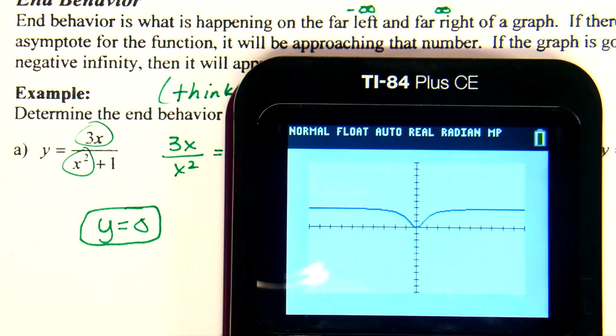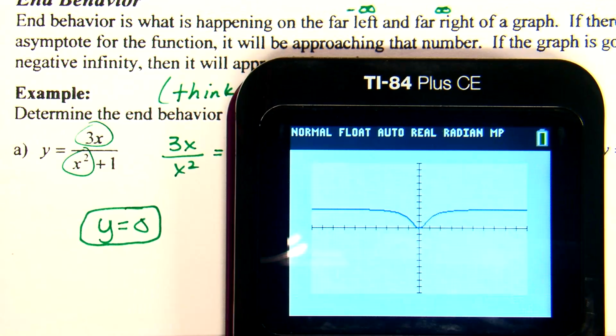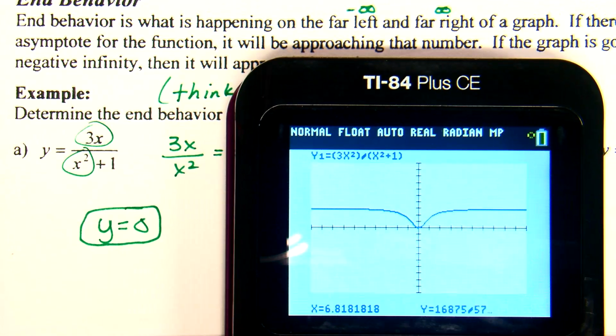If I start trace, my y value is going to get really close to 3. It's never going to cross 3, but it's going to get close to 3. And so that is my end behavior of y equals 3. As my graph goes off to the left and right, it's getting closer and closer to 3. Okay, C. What do you notice on C?